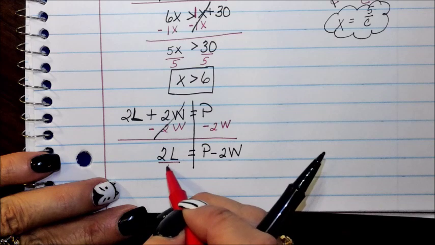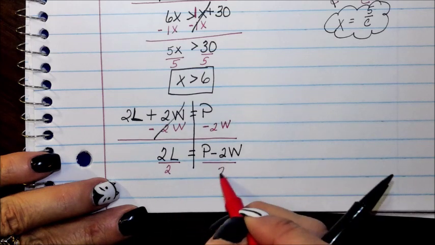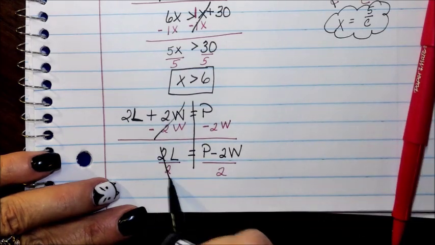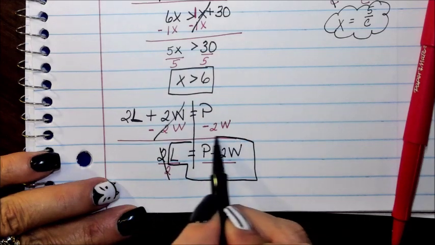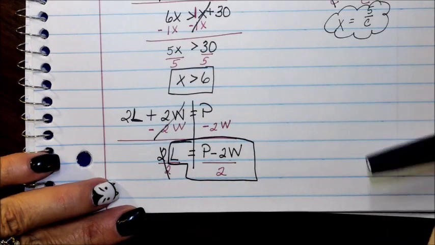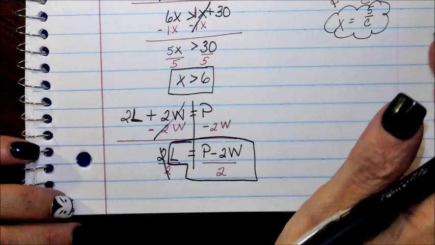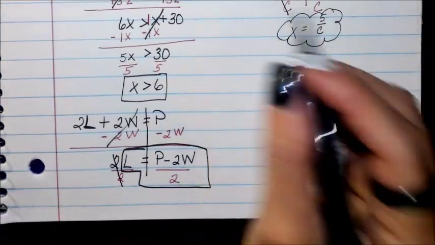To get the 2 away from the L, I'll divide both sides by 2. So I'm going to be kind of lazy. L equals P minus 2W over 2. All right, so that gets that one. Now let's look at number 7. I wonder if I could go back up here and put this down here now.